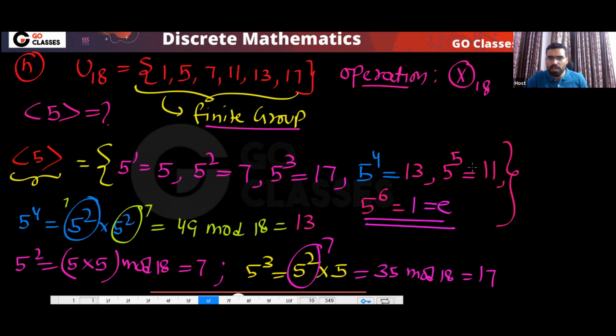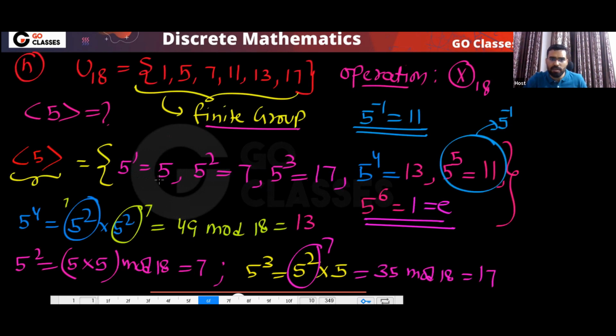So tell me, what is the inverse of 5? How will you find the inverse of 5? Here you stop. So this will be the inverse of 5. So inverse of 5 will be 11. Very simple. Okay, so can I say this 5 is a generator? Because it has generated how many elements? This number is the order of 5. So 6 elements it has generated.